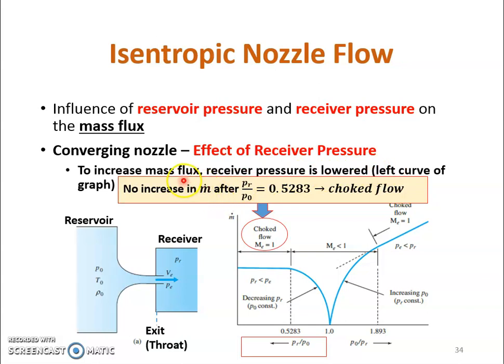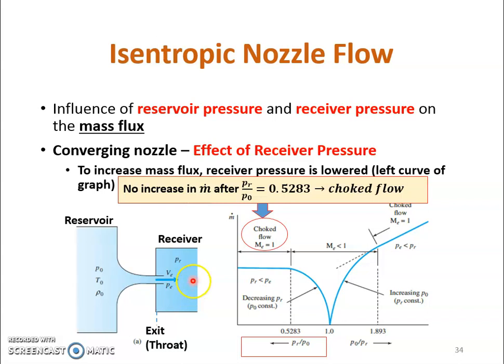So in order for us to increase the mass flux, in the very initial case, when you don't have any pressure difference between the reservoir and the receiver, you are not going to have any flow, right? It's like a valve here. If you have a valve here and it's closed, you don't have any flow, right?